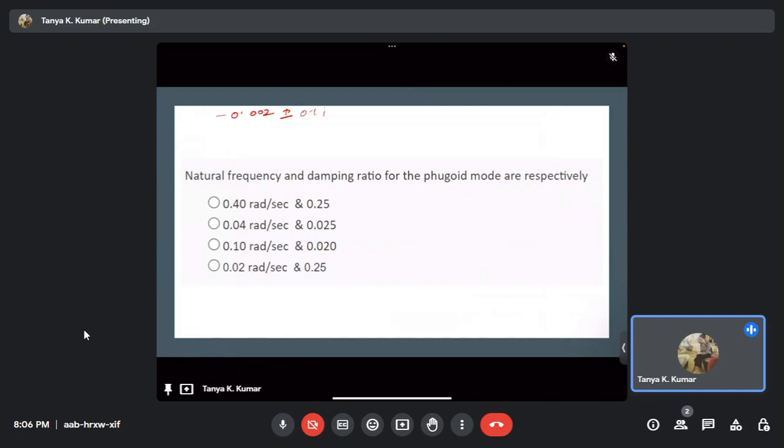Now tell me the natural frequency and damping ratio of the long period. I will not be solving this. We did this in the last class. Just find the characteristic equation, equate it to the typical second order equation, and tell me eta and omega n. So this is omega n, this is eta. So it was s square minus sum of roots into s plus product of roots.